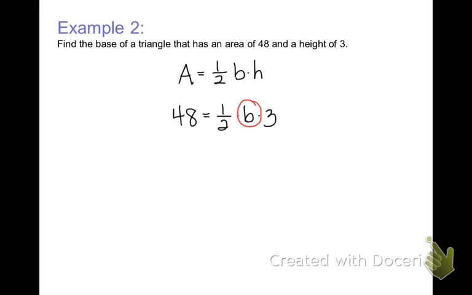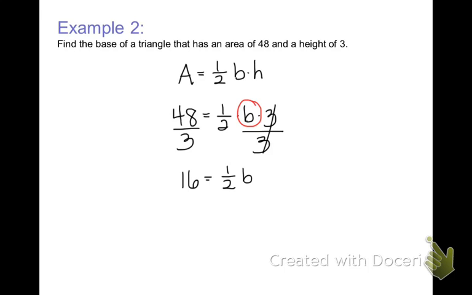What's the first thing you want to move off of that? Which number do you want to move? The 3? All right, how would I undo the 3 on that side? Yep, we would divide by 3 on both sides. That would leave me with 16 on my left-hand side, and then I still have a 1/2 times the base on my right-hand side. So now I have to get rid of the 2.